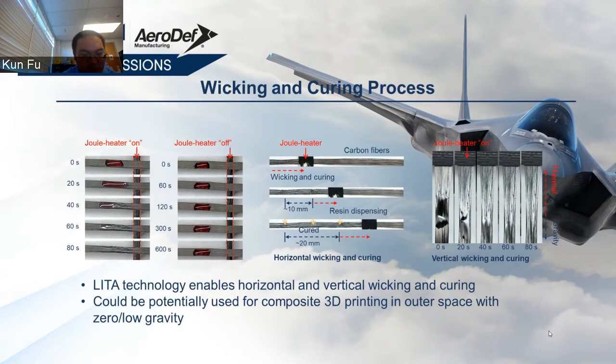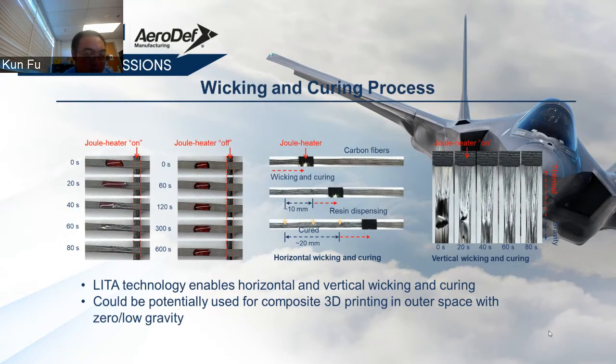curing time. But if we can tune the temperature, and also the thermal conductivity as well as the viscosity of the resins, these properties can be easily tuned to fit different applications. In the middle image, you can see if we move this Joule heater along the carbon fibers and couple the resin deposition on the surface of the carbon fiber, we can achieve continuous resin infiltration and resin curing. On the very right hand, that is to show that we can do the vertical wicking and curing. This is very important if we want to print some very complicated structures that cannot be achieved by any existing state-of-the-art composite manufacturing technology, right? We can just use the vertical wicking and curing to do any type of job.